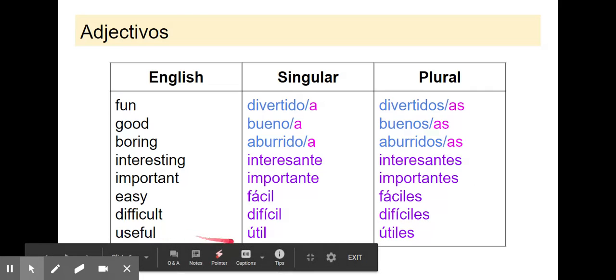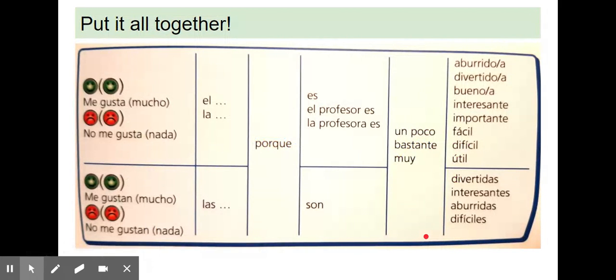And then finally, we have useful. Útil follows the same rule as fácil and difícil. You don't have to change it for masculine or feminine. And if you want to make it plural, you just add an ES. So you might want to say las ciencias son útiles. Science are useful. Okay. Now we have to try and put them all together.